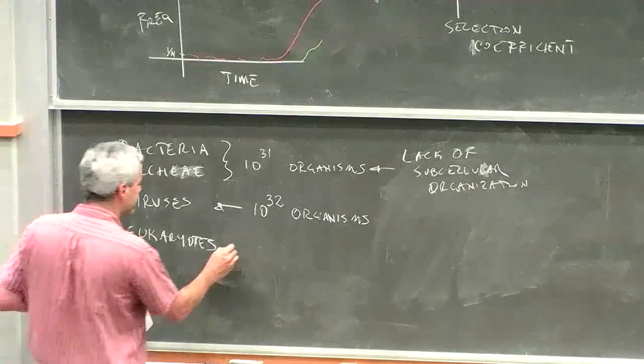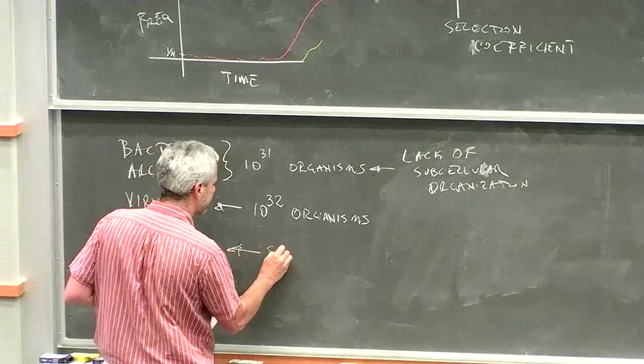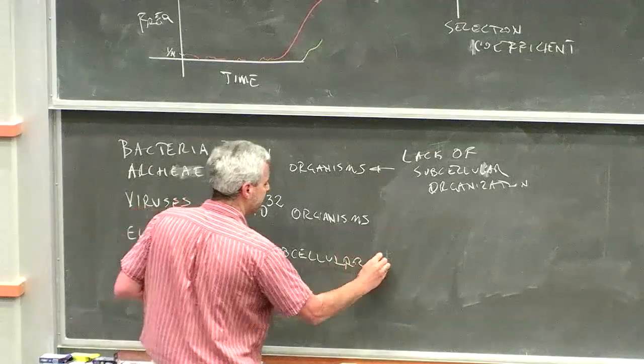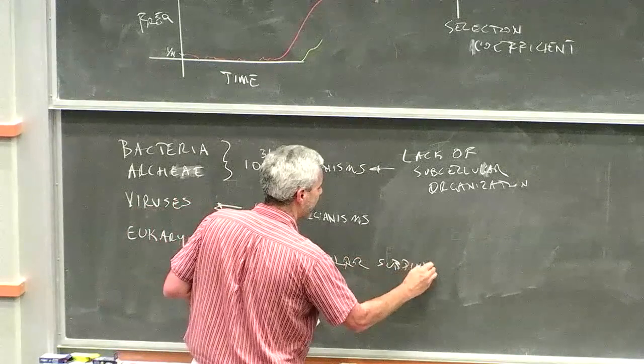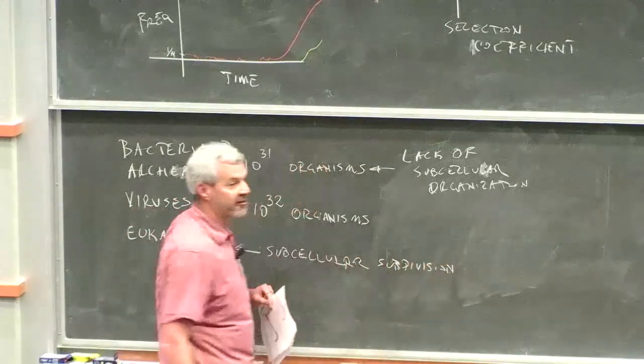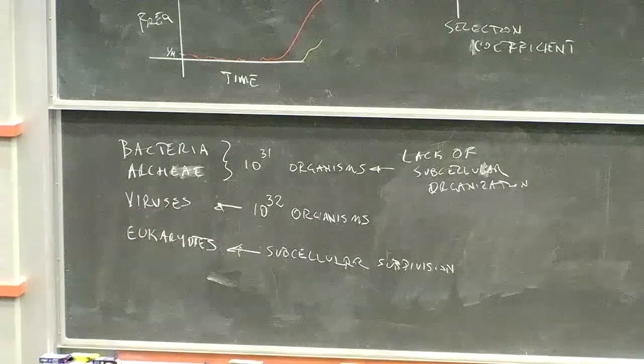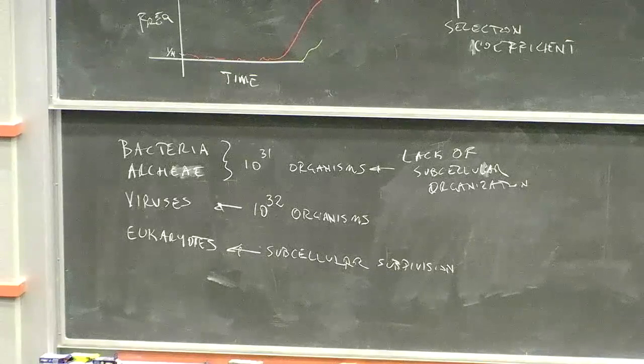In contrast, eukaryotes are defined by the presence of subcellular subdivision. So we have nuclei, we have mitochondria. If we're plants, we have chloroplasts, we have Golgi apparatus, we have all the other apparatus that's visible in the microscope that allows for some more complex metabolism.